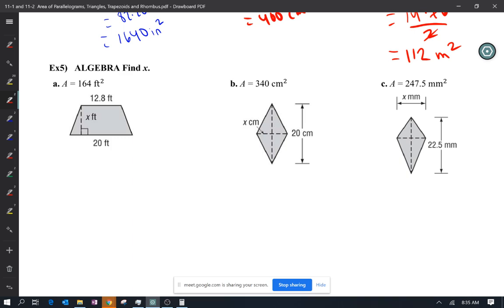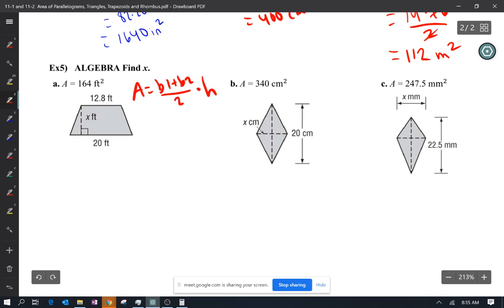We know the area, and we want to figure out what the height is, right? Well, the first thing you should do is just write the formula. So the average of the bases times the height, right? Mid-segment times the height. What do we know? We know the area. So 164 equals base 1, 12.8, plus base 2, 20, divided by 2 to find the mid-segment, times the height.